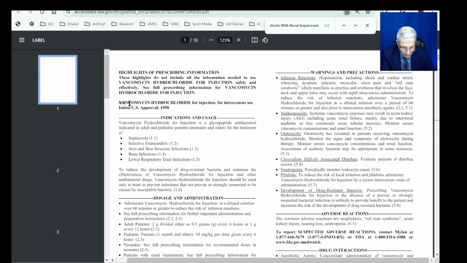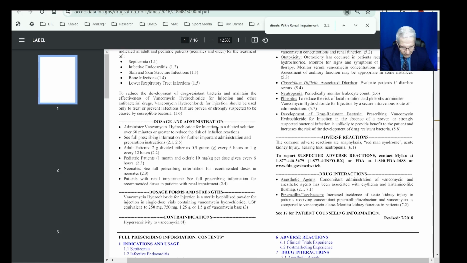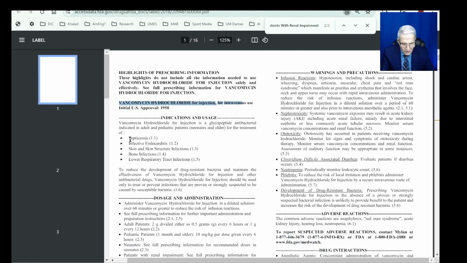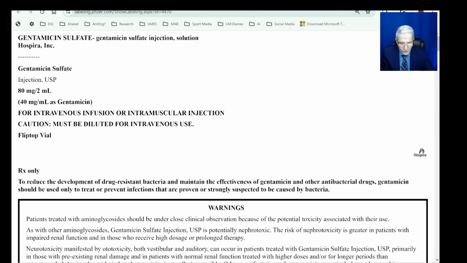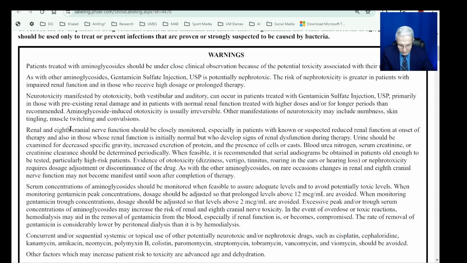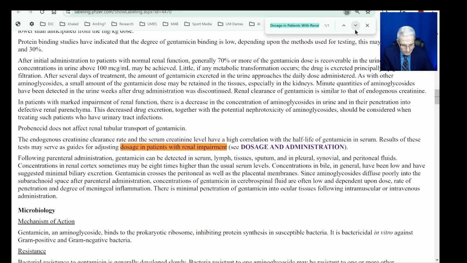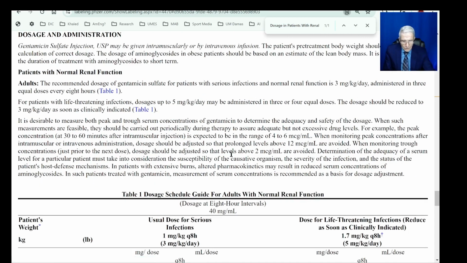Okay, so again, vancomycin, this medication here, and we have the indications. We use vancomycin for patients suffering from septicemia, infective endocarditis, skin infections, bone infection, and lower respiratory tract infection. Moving to the next medication here, you can see gentamicin. Here we are going to cover the renal function. Okay, this is the renal function.